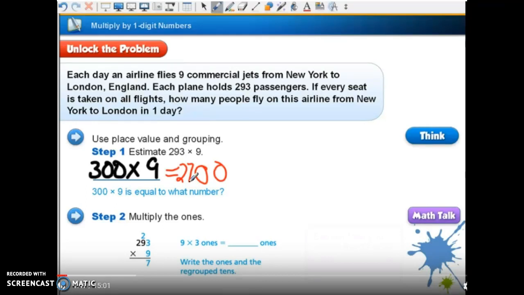So now we're really going to multiply. We're going to multiply our 9 times the number in our ones place in our 293. So what is 9 times 3? So we get 27 ones. So we're going to write the 7 that's in the ones place down there in the ones place. And we're going to take our 2, which is in the tens place, and write it over the tens place.